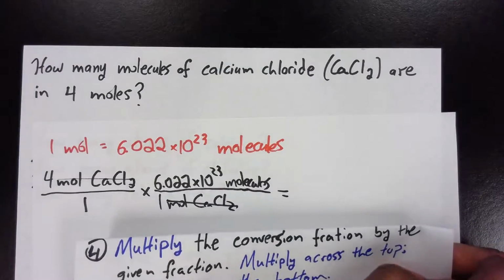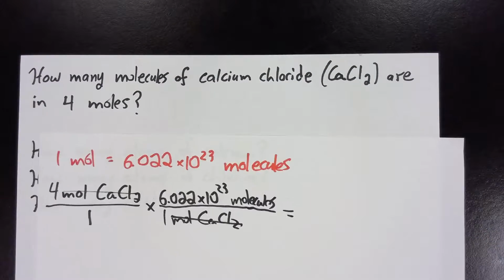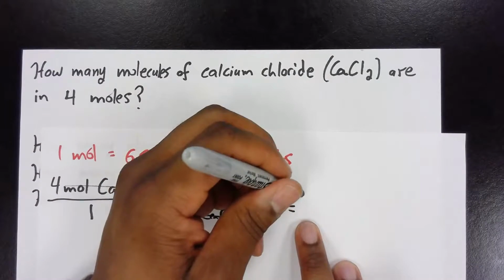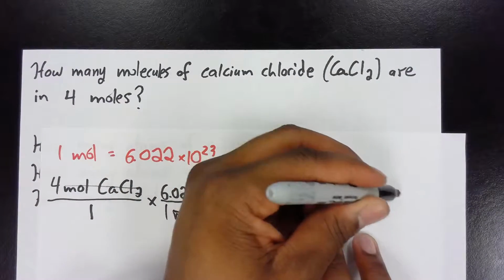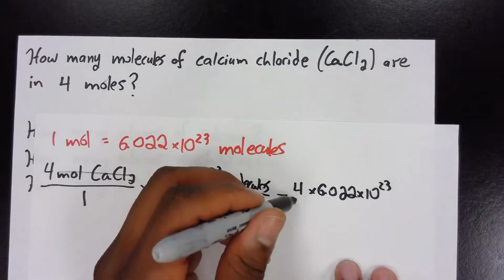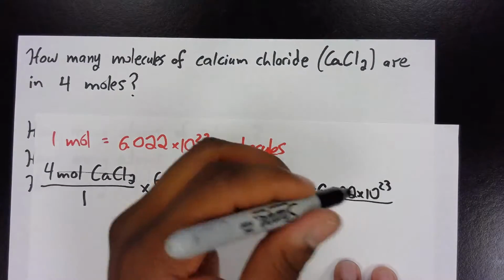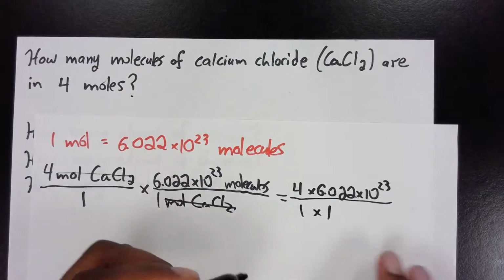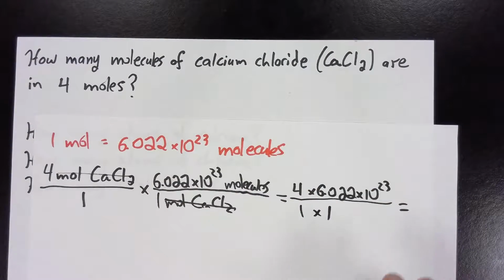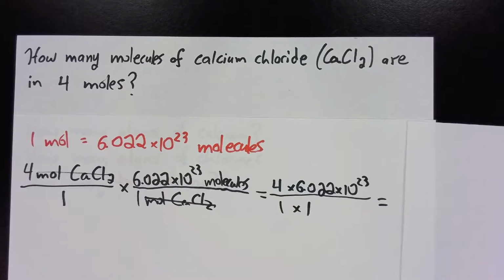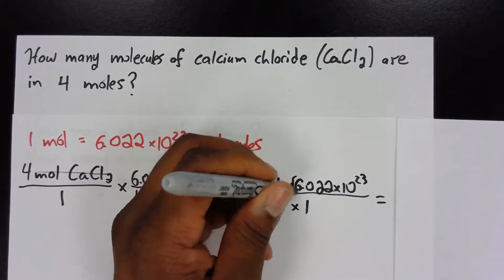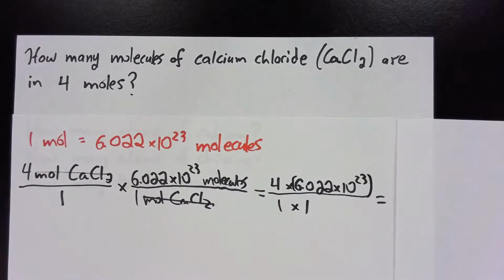Multiply across the top. Multiply across the bottom. So 4 times 6.022 times 10 to the 23rd. There we go. Over 1 times 1. Multiply across the bottom. And that is going to equal. Now, when I do this, I'm going to do this in a calculator. And I want to make sure I put parentheses around this, just so that the calculator gets the order of operations right.